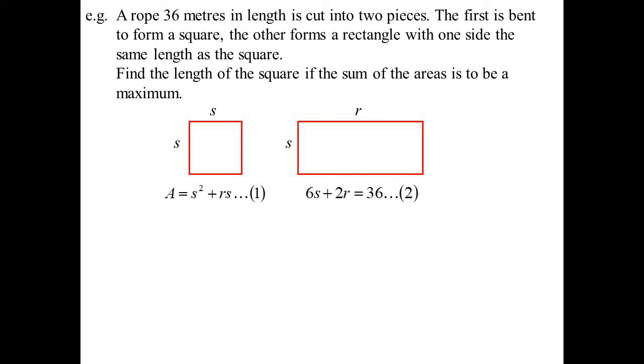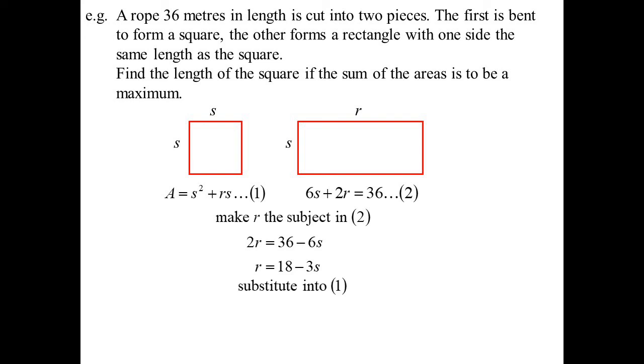Now it's up to me which one I make the subject. I can make R or S the subject, substitute it into the first one. My choice. But I want to make life easy for myself, and I think it's going to be a lot easier to substitute R into the first one than it is to substitute S into the first one. So I'm going to make R the subject, and we get 18 minus 3S, sub it into the area formula, and there we go. Let's tidy it up. Okay, A equals 18S minus 2S squared.